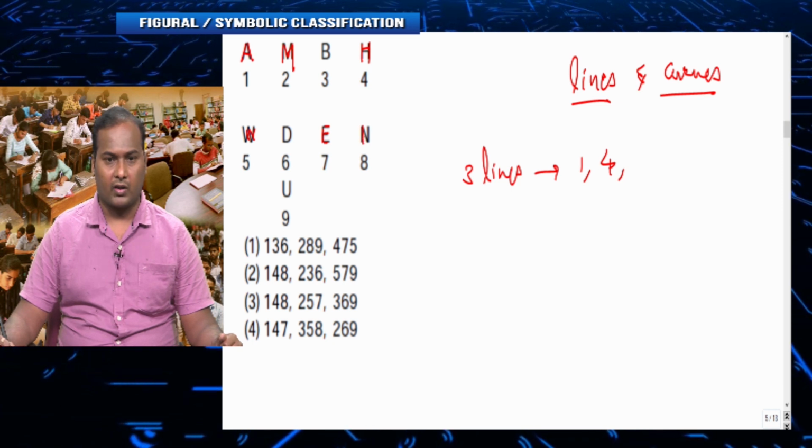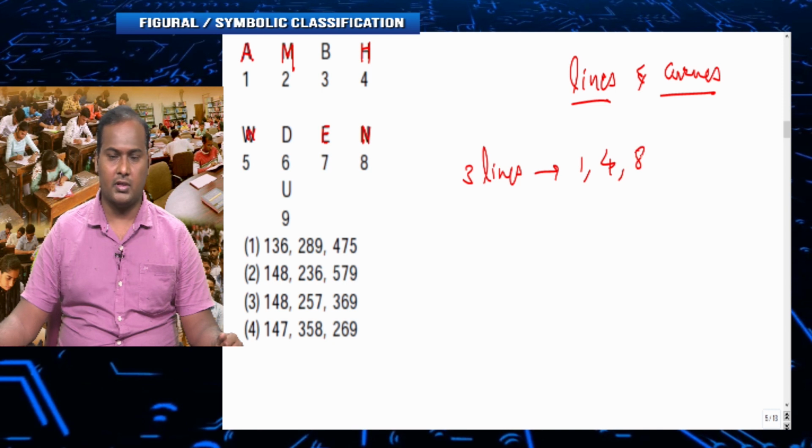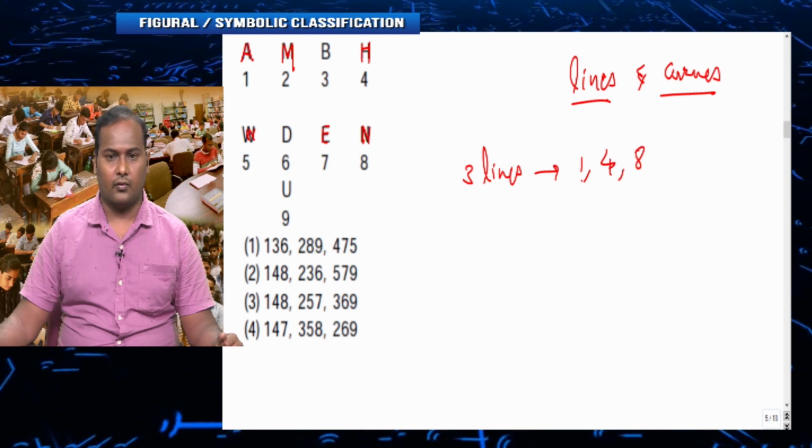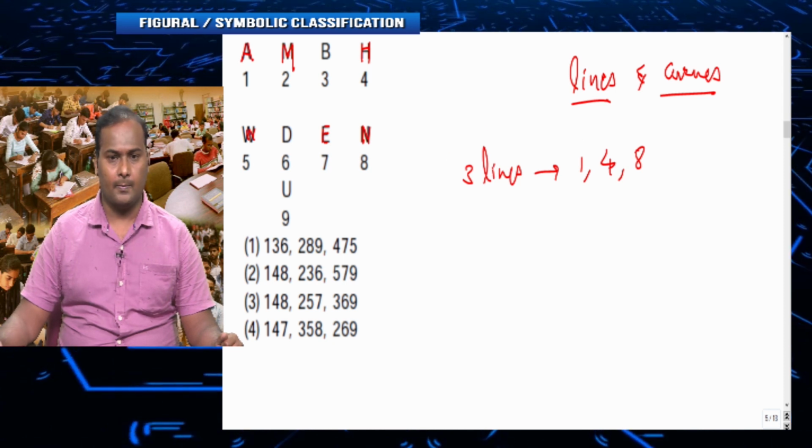So come to N now. In N, 1, 2, 3, only 3 lines are there. So the first group is 1, 4, 8. So 1, 4, 8 group is classified based upon 3 lines given in a letter.